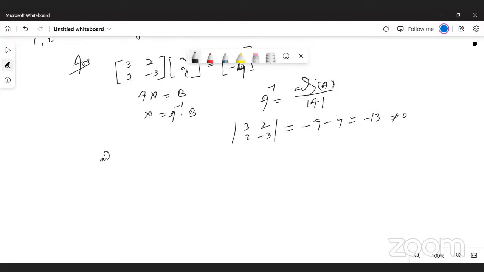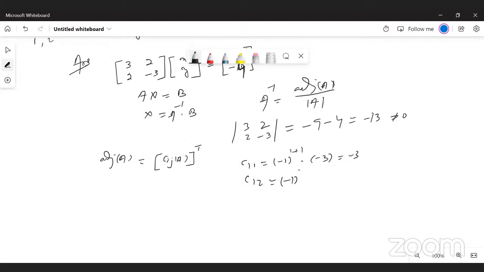Now adjoint of A can be calculated. Take the matrix with rows and columns 3, 2, 2, minus 3. Find Cij, then take its transpose. So adjoint is nothing but the transpose of Cij. So we have to calculate Cij. Let's take C11: minus 1 to the power of first row, first column, into minus 3. It becomes minus 3.